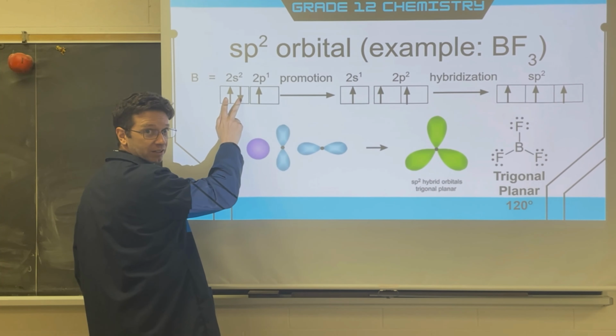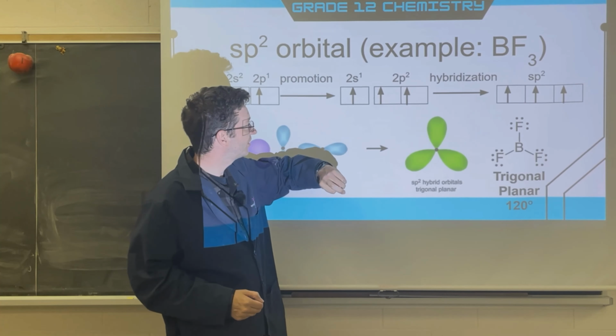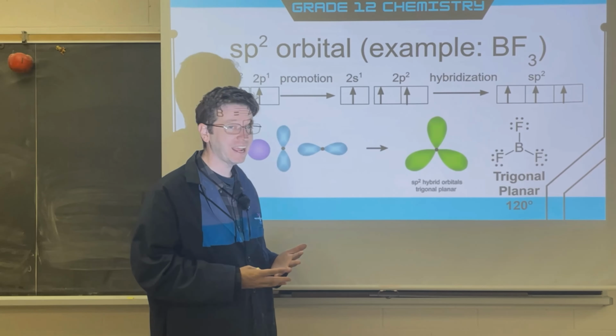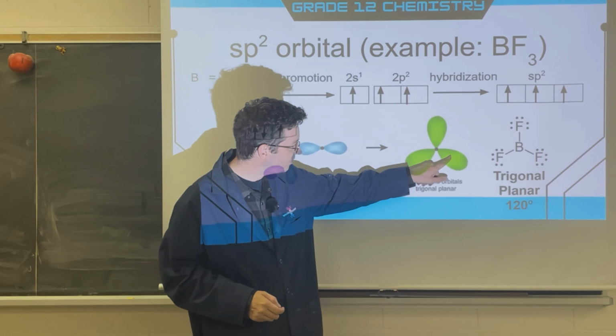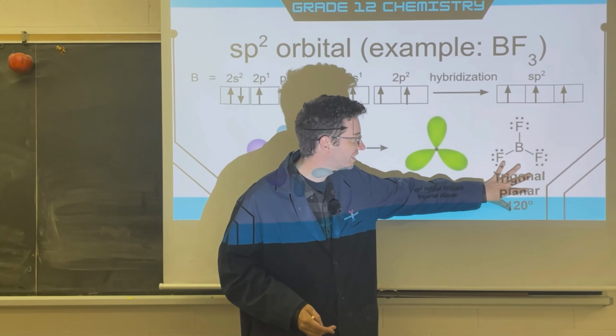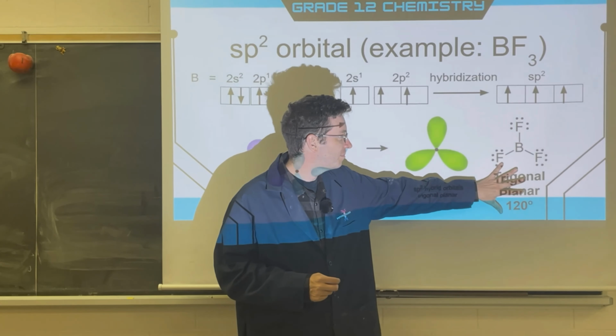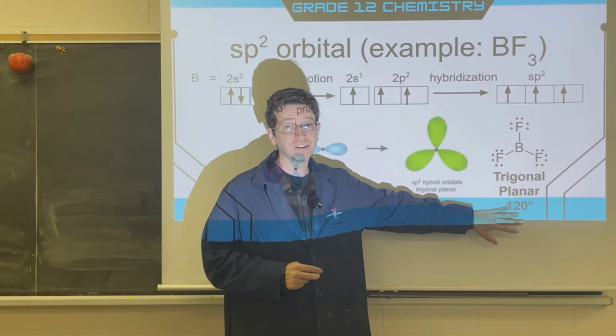Why? Because this s energy level is different in energy from that p energy level. But you can see in our hybrid orbitals, all of these energy levels are equal, which helps to create this nice symmetric trigonal planar shape.